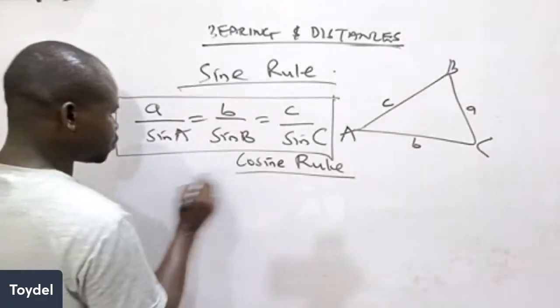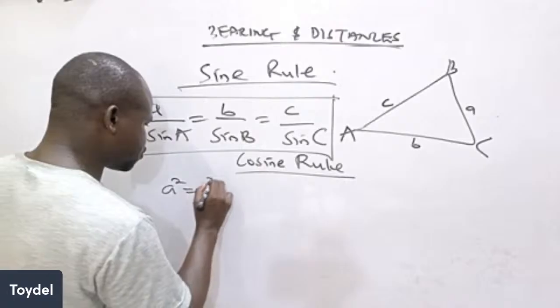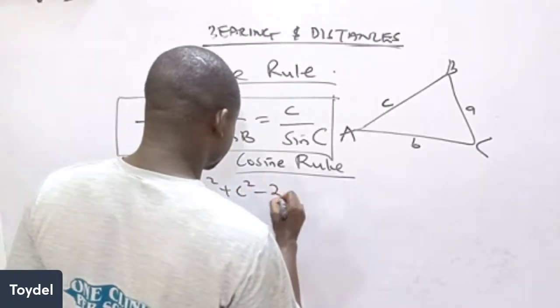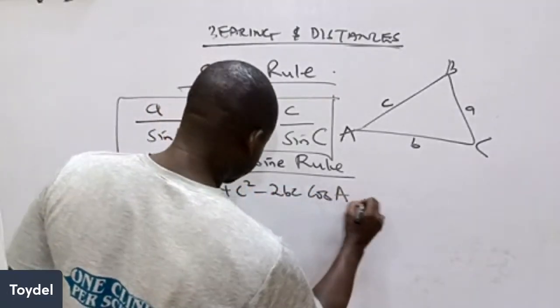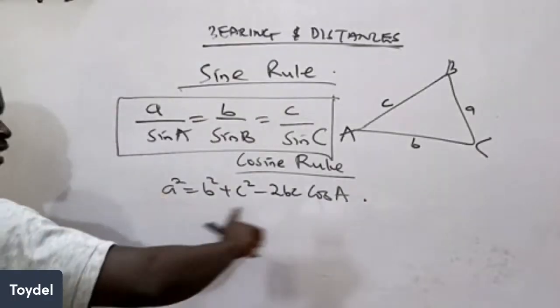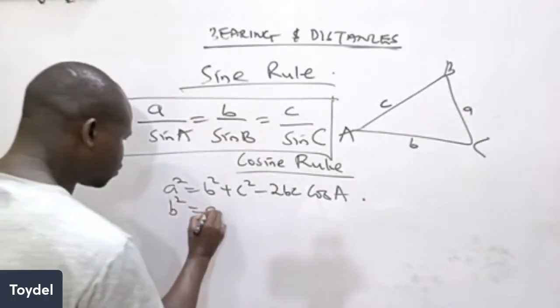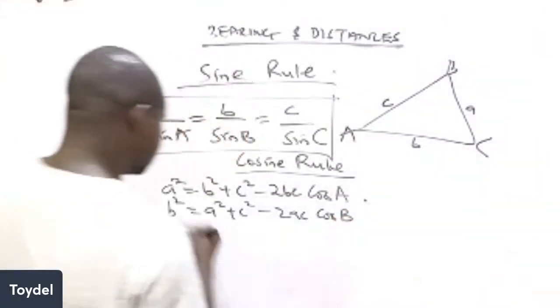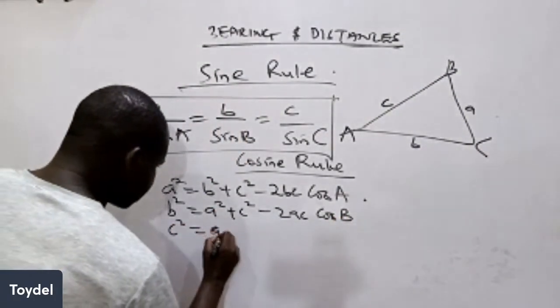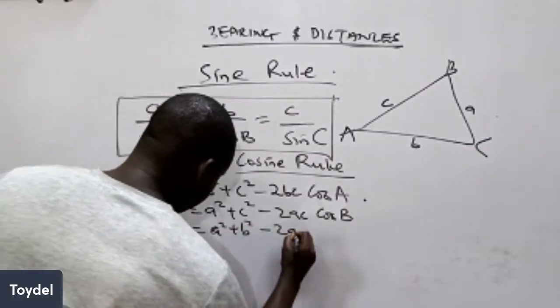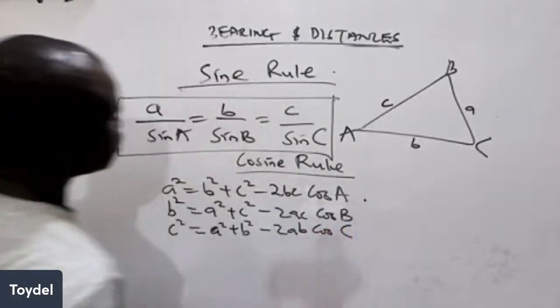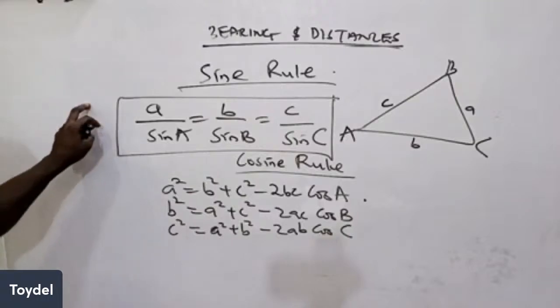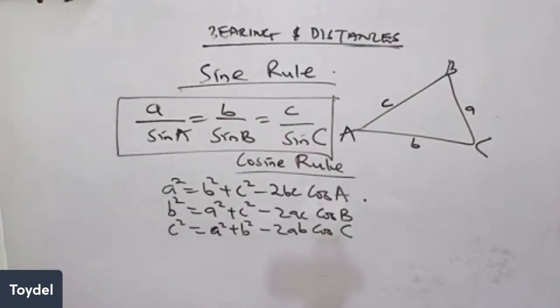Under the cosine rule, a squared is the same thing as b squared plus c squared minus 2bc cos A. If you are looking for the side b, we change this to a squared plus c squared minus 2ac cos B. Then for small c, it is a squared plus b squared minus 2ab cos C. So this is the cosine rule and this is the sine rule. You must know how to apply them, and when to apply them, before you can solve problems under bearing.